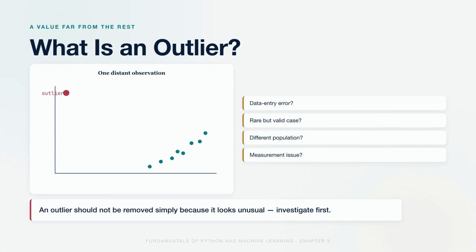Outlier detection methods identify values that deserve attention. They do not automatically determine whether those values are wrong. This distinction is important for responsible data analysis.